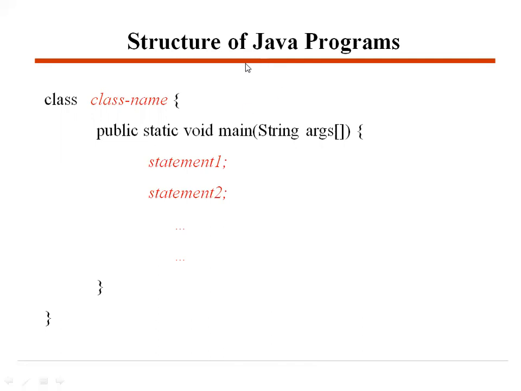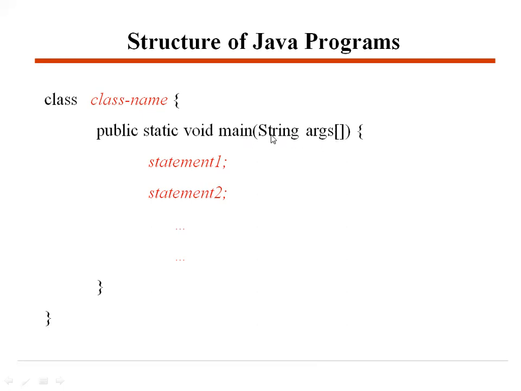If you look into the structure of a Java program, it begins with a keyword called class, then a space followed by a class name. Every Java program must begin with the keyword class followed by the class name, then open the class, that means open brace. Then inside the class we should have one main method. This is called a main method.